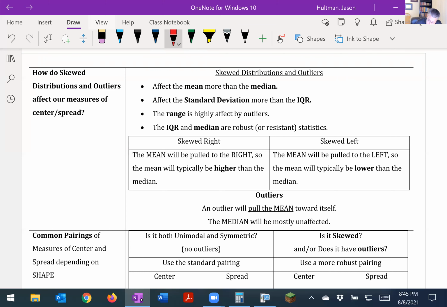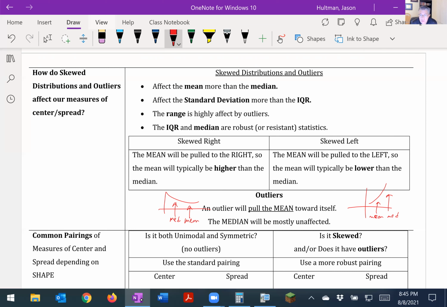Okay, if it's skewed right, the mean will be pulled right, so the mean will typically be higher than the median. So if we have a right skewed distribution, then the median will be lower than the mean. If it's skewed left, like we saw, then the mean will be pulled to the left, so the mean would be lower than the median.